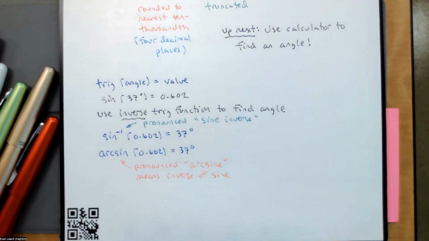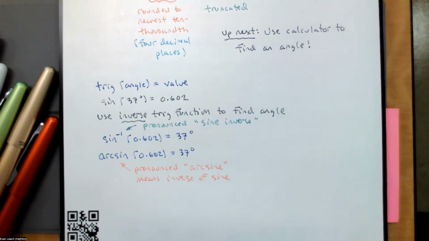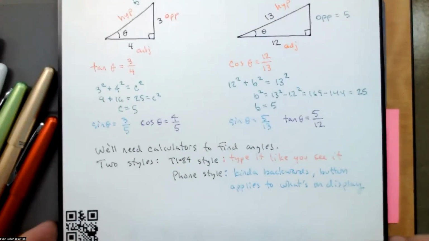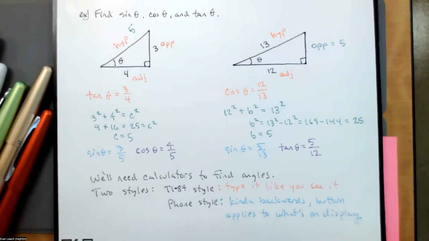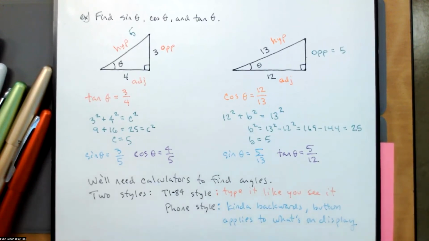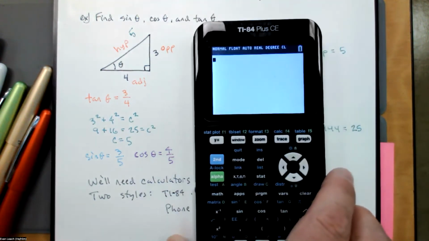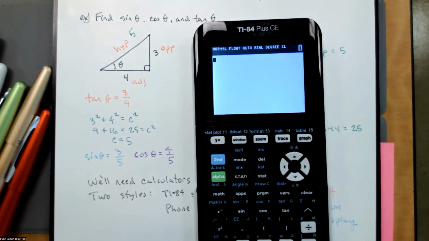All right, let's find some angles. Here we have some angles that we didn't find. So in this first example, we have the tangent of theta is 3/4. So if I want to know what the angle is, the tangent of theta is 3/4.